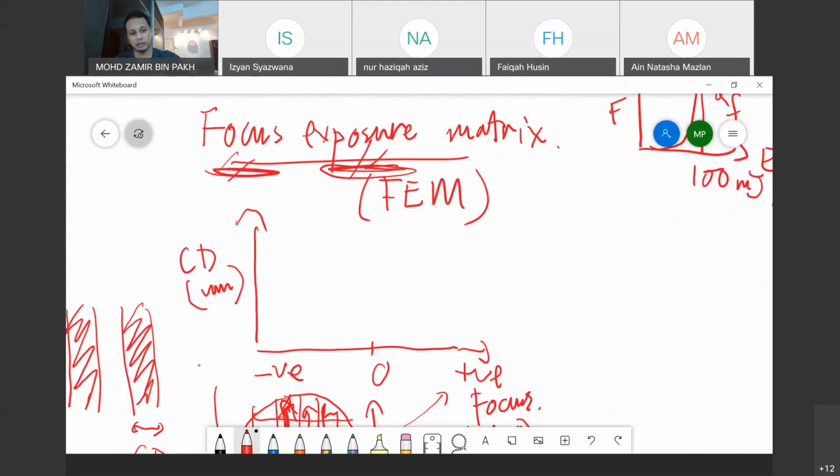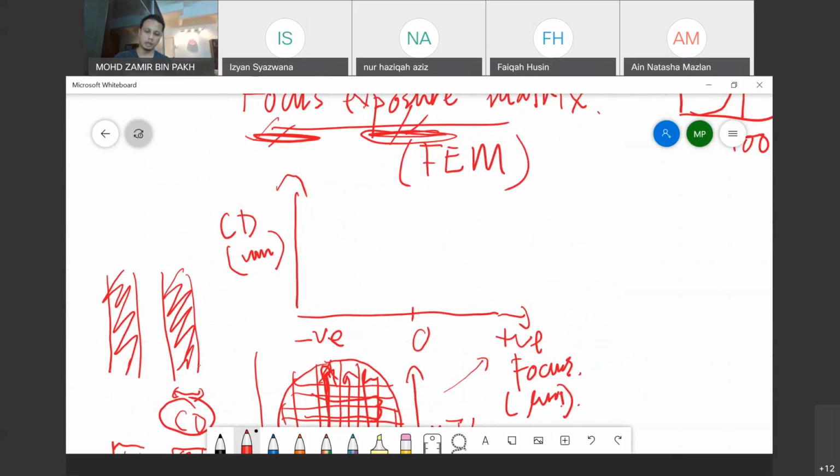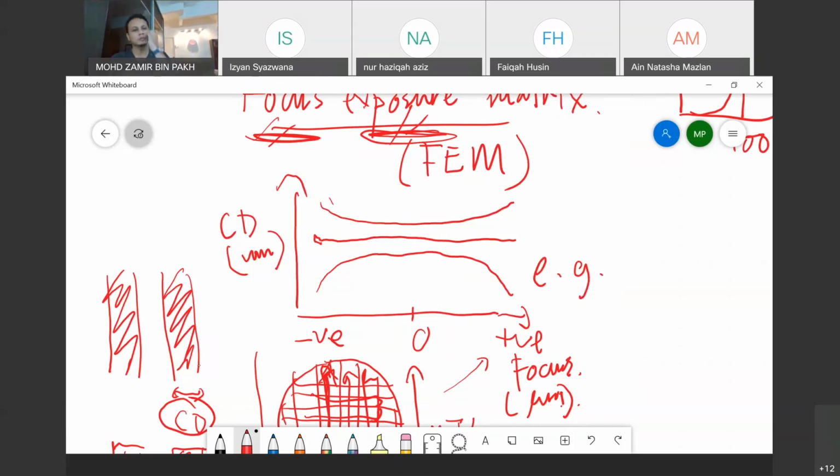And as a result, you get different CD of the resist on the wafer. So then you will plot the curve. How does it look like? For example, let me just plot one example. It's not so good. Maybe like that. Maybe like that. Example only, okay? Example.